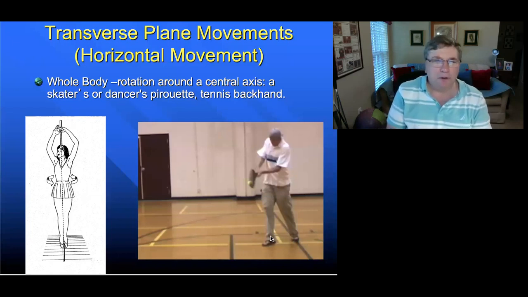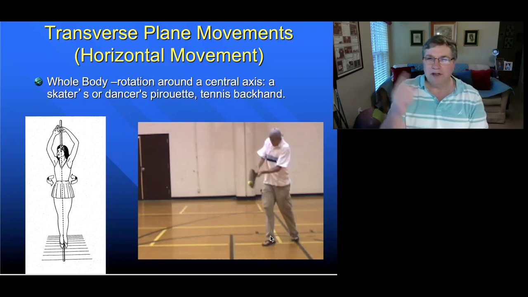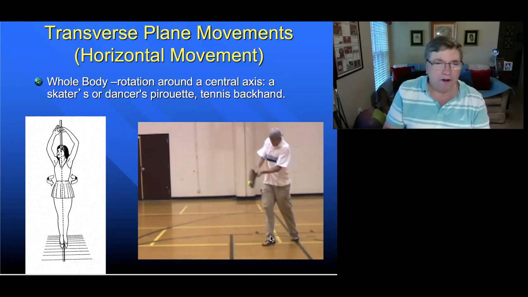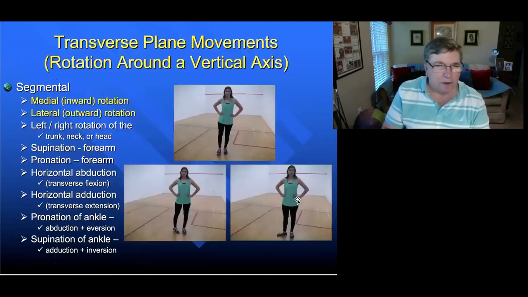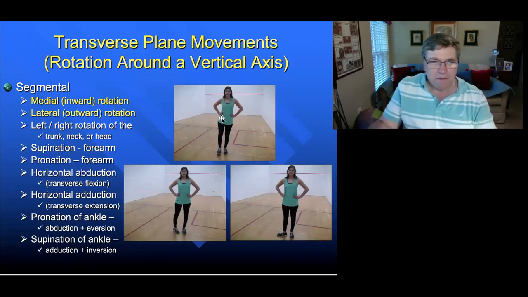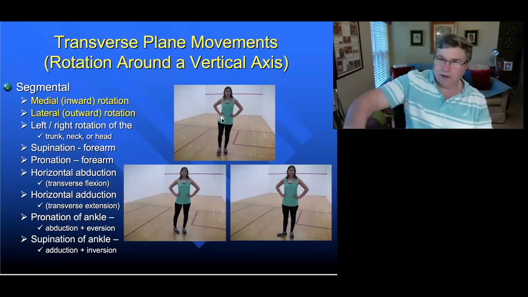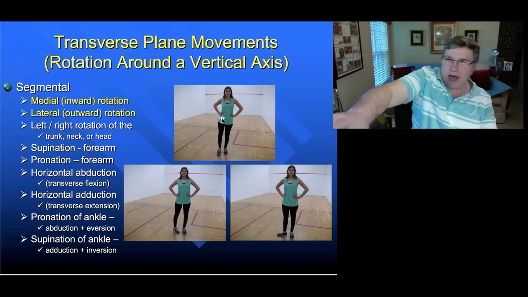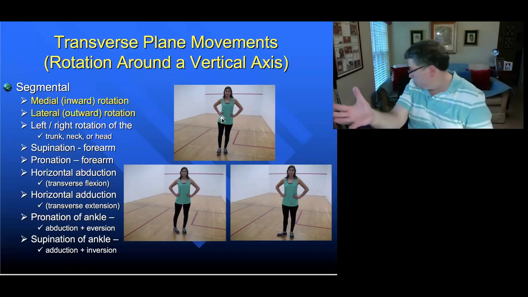Finally, transverse plane movements. These are horizontal movements. Rotation is going to be around that Y or vertical axis. So whether it's hitting a backhand shot in tennis or a pirouette. So first we'll start off with medial and lateral rotation. That's kind of the rule, and then you can see all these exceptions. So you can have medial rotation of the shoulder, lateral rotation of the shoulder.